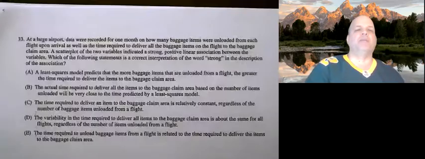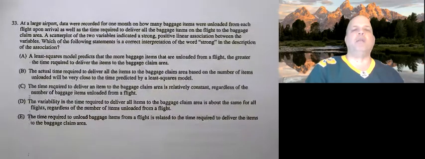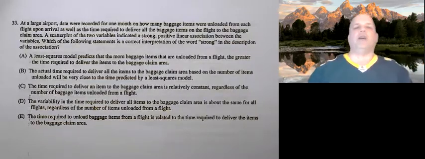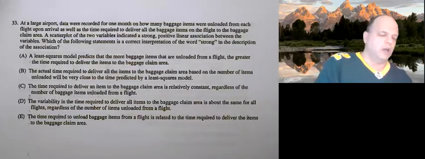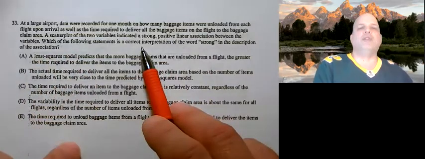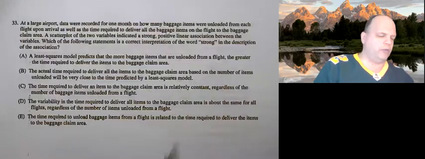Number 33. At a large airport, data were recorded for 1 month on how many baggage items were unloaded from each flight upon arrival, as well as the time required to deliver all the baggage items on the flight to the baggage claim area. A scatter plot of 2 variables indicated a strong positive linear association between the variables. Which of the following is a correct interpretation of strong in the description of the association?